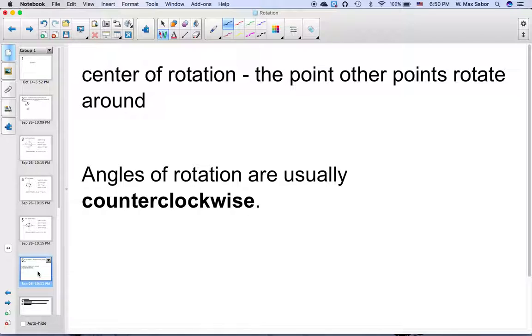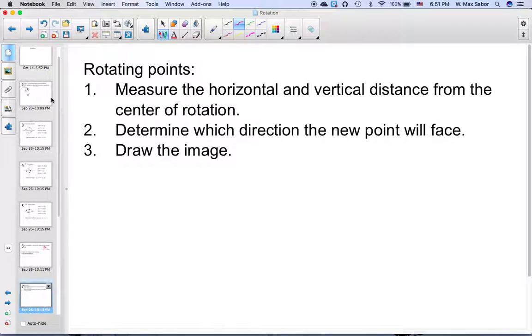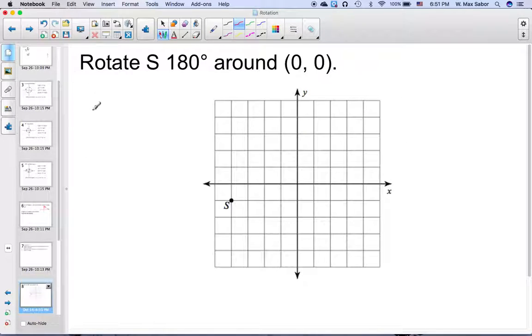And the center of rotation is the point other points rotate around. Angles of rotation are usually counterclockwise. This is just a standard so that if I say 90 degrees, you know I mean 90 degrees counterclockwise. And this is because we have x and y, and x comes before y, so that tells us that we're going to go counterclockwise. So when we rotate points, we measure the horizontal and vertical distance from the center of rotation, then determine which direction the new point will face, and draw the image.